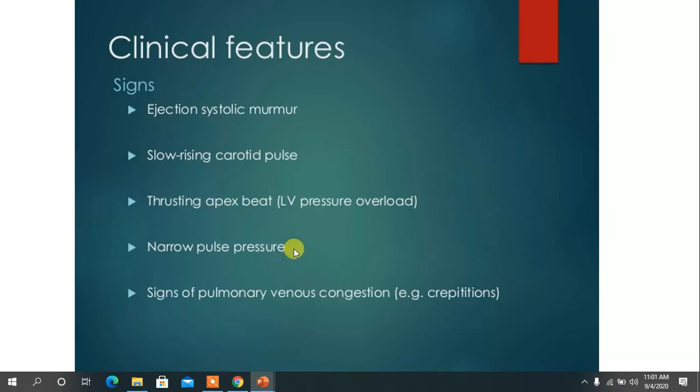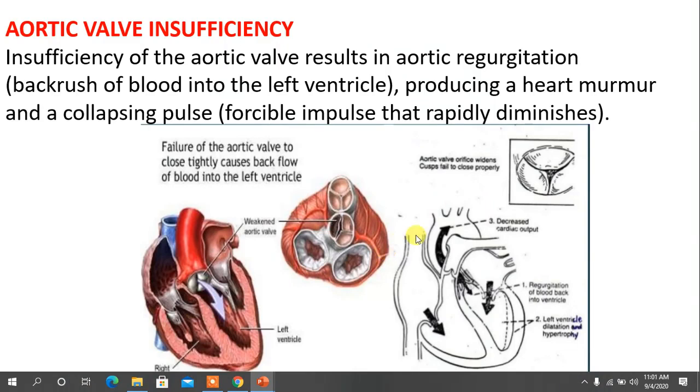Narrow pulse pressure means the difference between the systolic and diastolic pressure is very much less, and there will be pulmonary congestion because of back pressure shifted to the left atrium, and from the left atrium to the pulmonary veins and then to the lungs. So there will be signs of pulmonary venous congestion also.